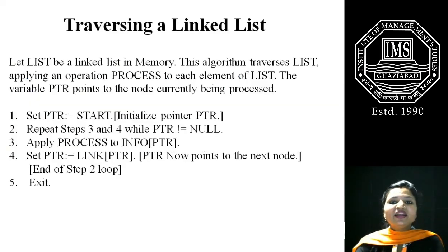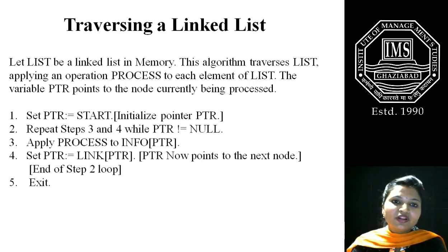So traversing a linked list means visiting each node of the linked list. Suppose list is a linked list in memory. This is the algorithm for traversing a linked list. This algorithm traverses list applying an operation process, and process can be anything. Either you want to print the value of that node, or to add or delete or manipulate that node, whatever you want to do with that node, that is called process.